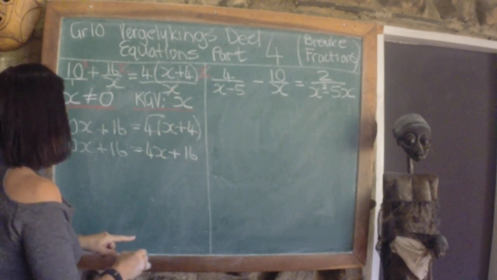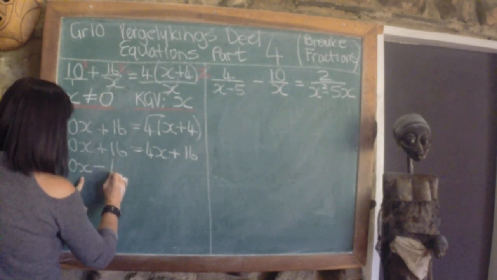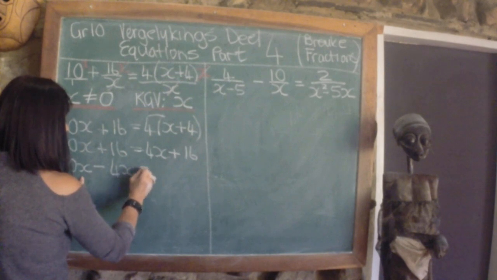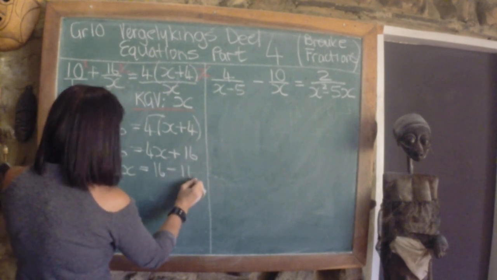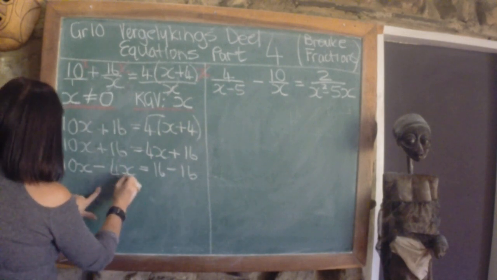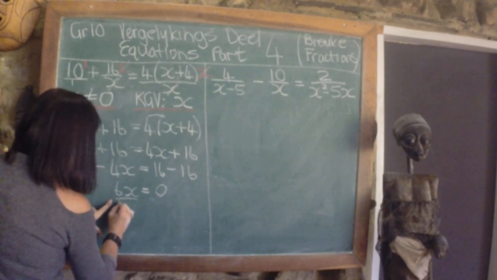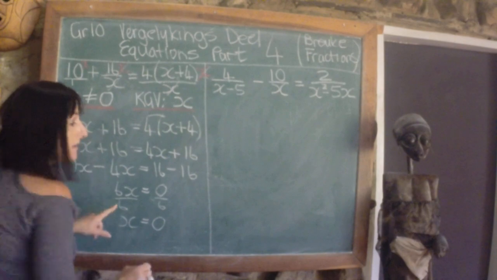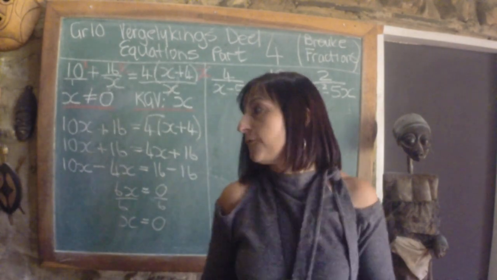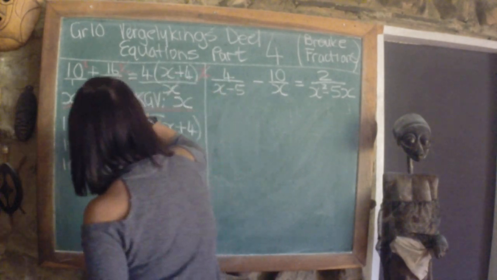Ek kan al my x'e aan die een kant van my is gelyk aan ingesit. Then the operation switches to the other operation. En dan kan ek daai ouetjie oorvat soontoe. En dan het ek 6x is gelyk aan 0. En as ek deel met 6 aan albei kante is x gelyk aan 0. But what I must remember is I must refer back to this part of my sum.